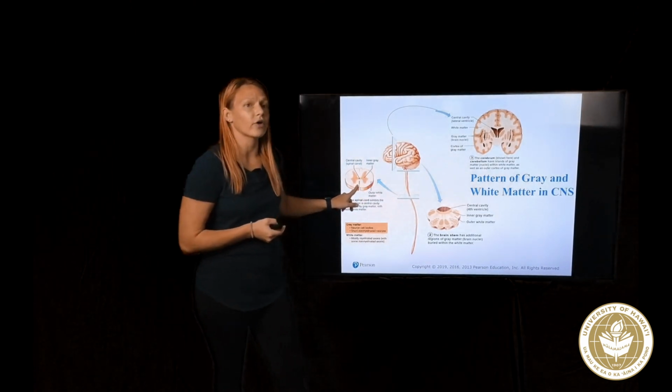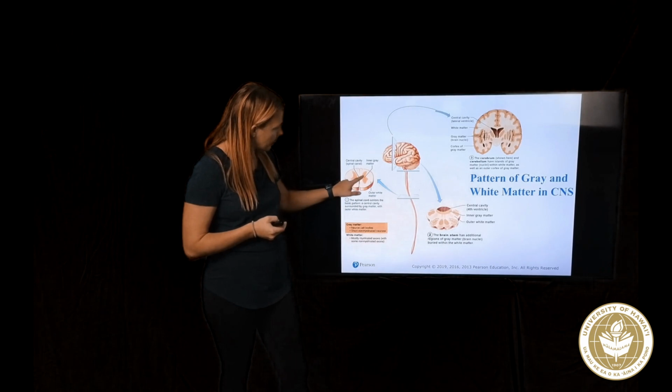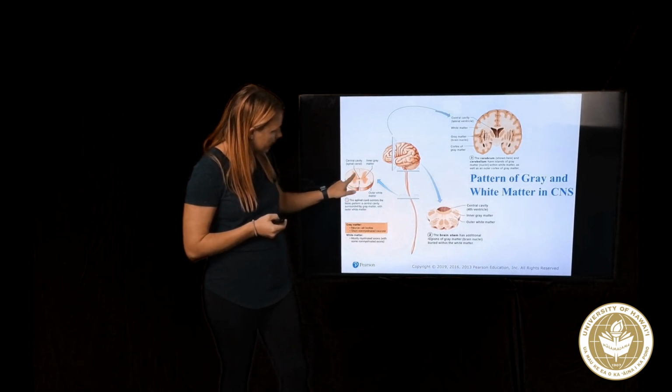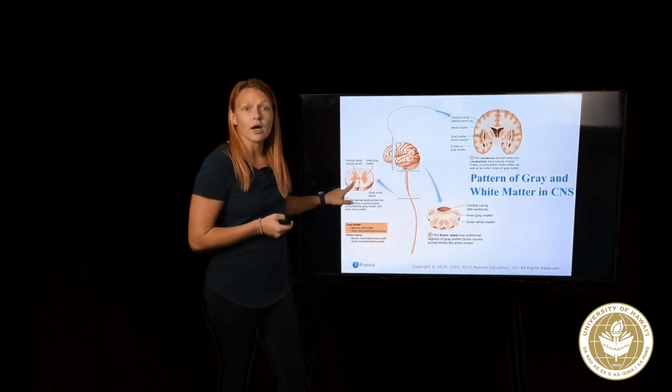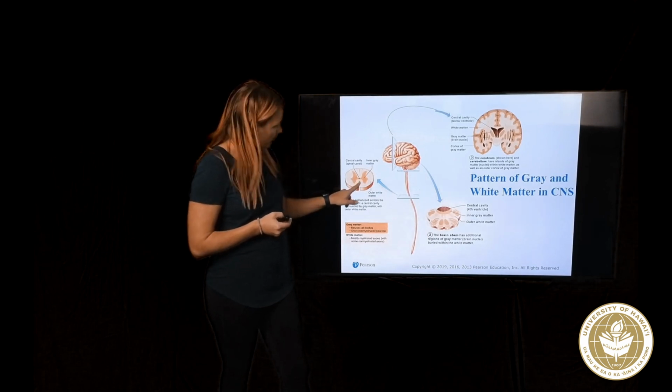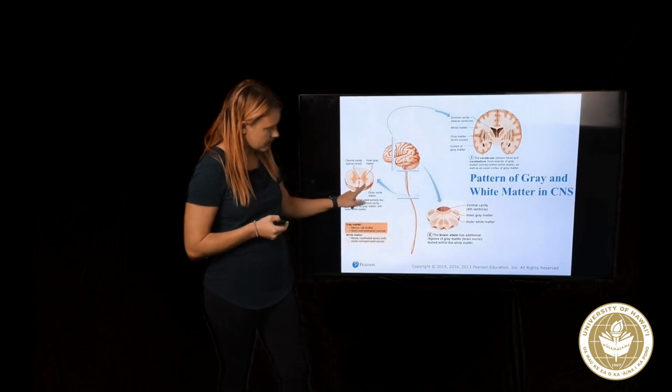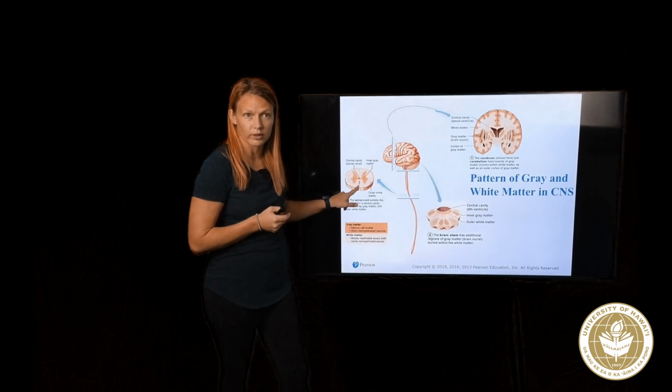And what you see is that gray matter. So gray matter right here, it kind of looks like this butterfly. So that's going to be on the inside, right? Then the white matter surrounds it. We see that in our spinal cord.